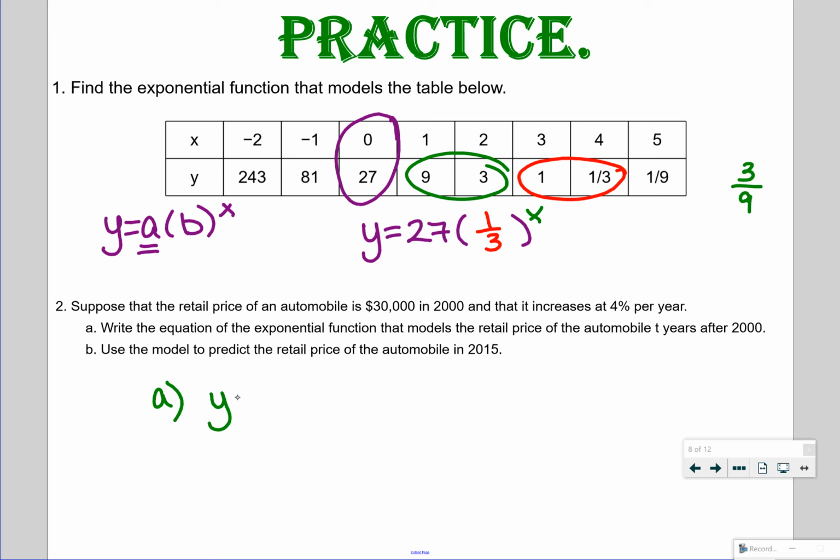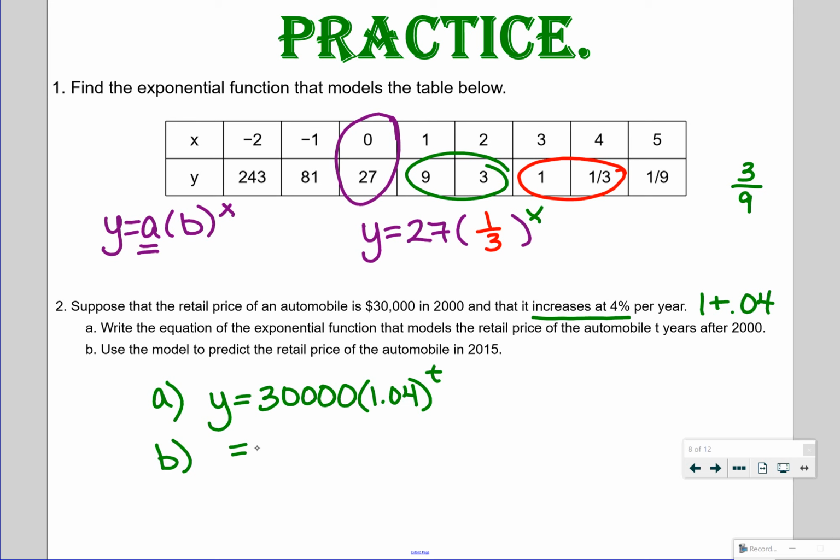All right, y equals the initial value of the car, 30,000. Be careful here, you are increasing by 4%, so we're doing 1 plus 0.04. Number bigger than 1 is going to give me exponential growth, and then t years after 2000, and that's your model. Part B, use the model to predict the retail price in 2015.